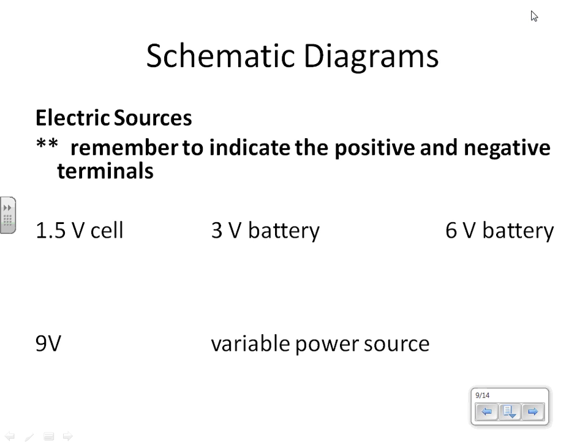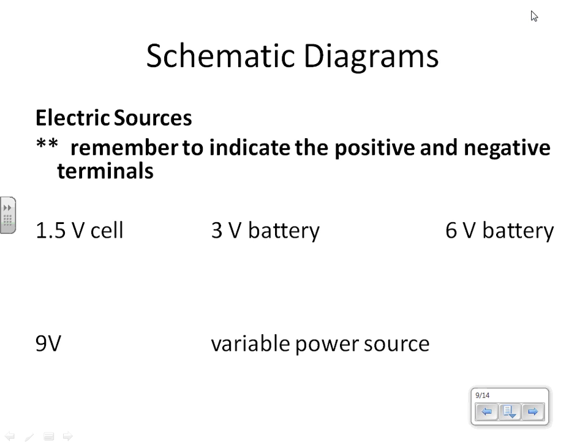So the first thing we have to be able to draw are the electric sources. When we do this, we have to indicate the positive and the negative terminals. Just like a battery has a positive and a negative terminal, all these sources have positive and negative terminals. So you might have a 1.5 volt cell or a 3 volt battery or a 6 volt battery or a 9 volt battery or a variable power source. So when you are doing these, you have to make sure that you're drawing your symbols correctly and they actually add up to the correct number of volts.